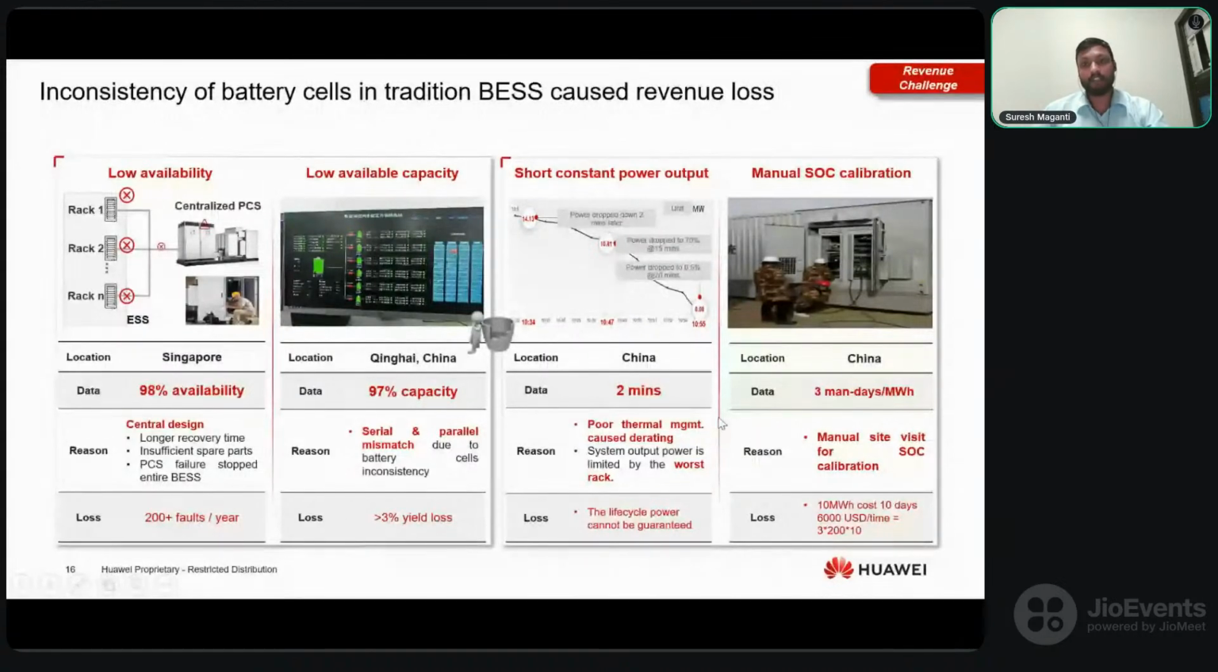And another one is that in traditional systems, mostly battery packs and racks, the SOC is calibrated and the packs are balanced in a manual kind of way. This requires a lot of maintenance, so this also consumes a lot of revenue. So these are all the revenue challenges when we talk about battery and storage system.